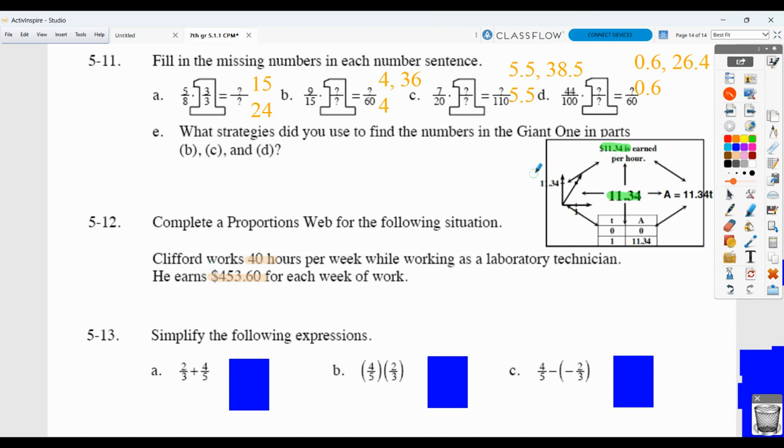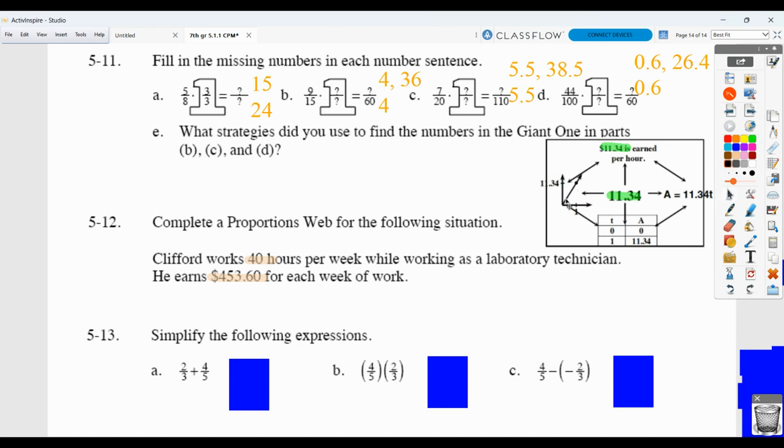Then you need to be able to make a graph. Now, again, the graph that they make for their proportions web is fairly simplistic. They really should be adding a little more details to this. First of all, it should have a title. Secondly, the bottom is going to be time, but again, they could have labeled that. The side is going to be how much money he makes, but they could have labeled that.